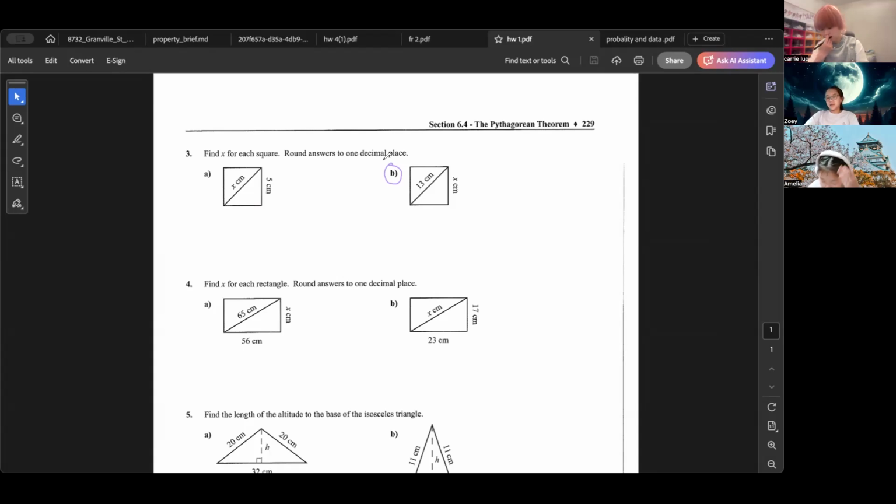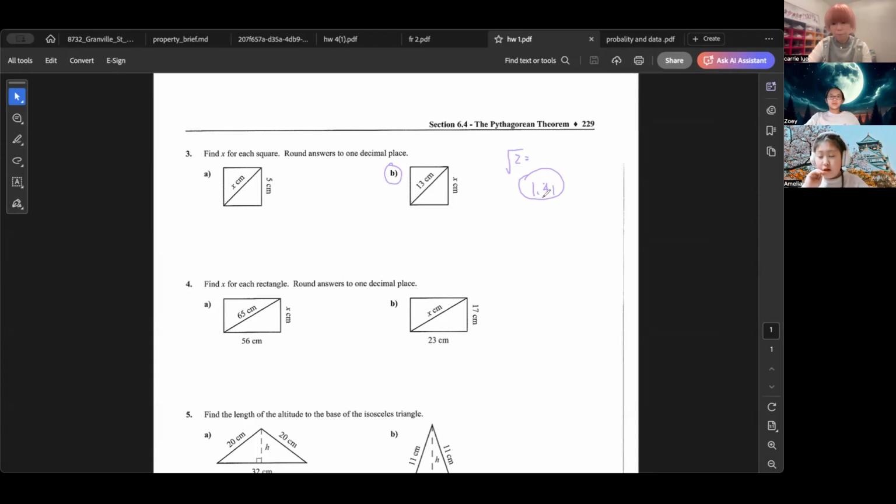One decimal place is like 8.2. Okay, square root 2 equals what? Let me check. Square root 2 equals 1.41. So it would be 1.41, 1.4. Oh, that's one decimal. We need 2 decimals in order to round up to one decimal. Yes, so you need 2 decimals in order to round to 1 decimal. If you need 2 decimal places, then you need 3 decimals to round up to.